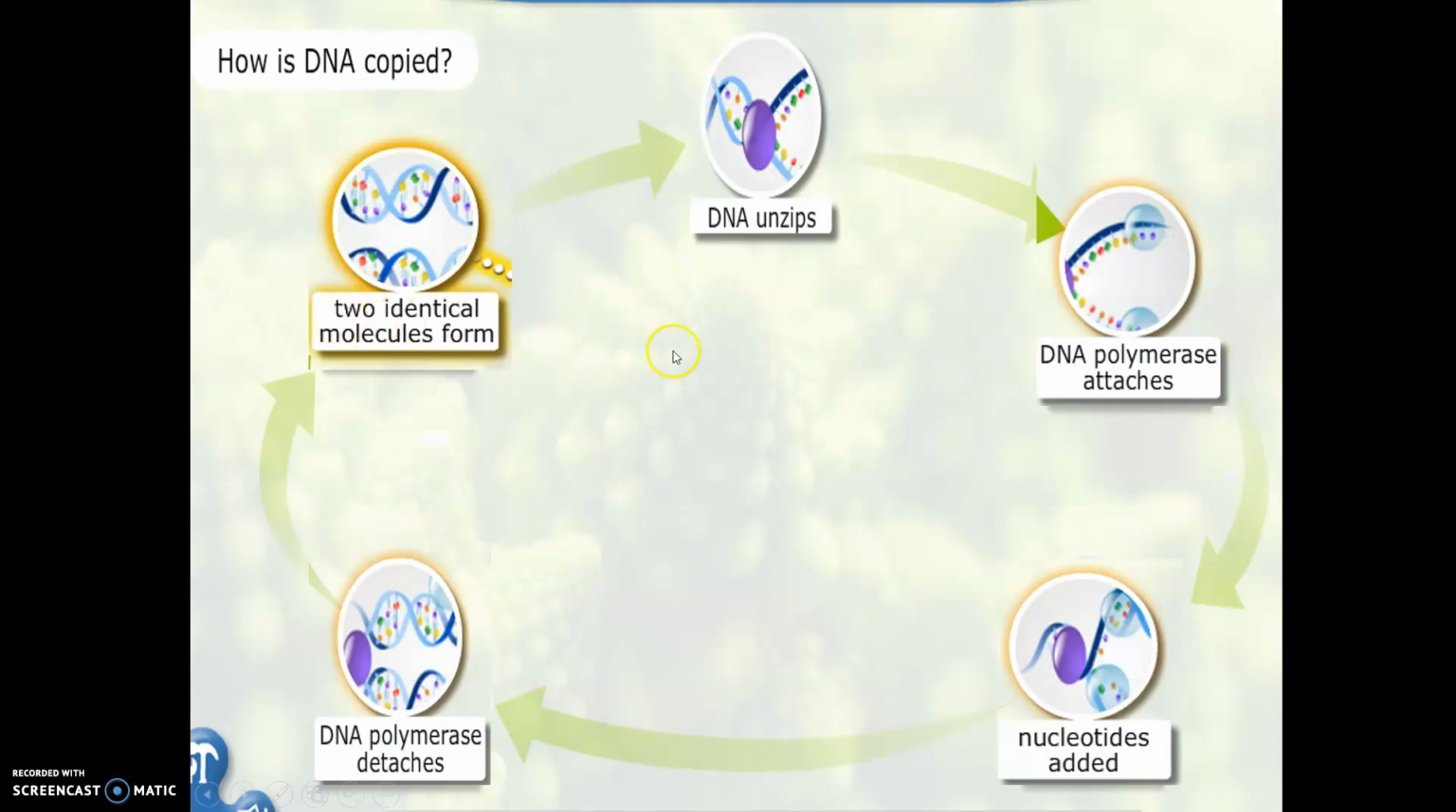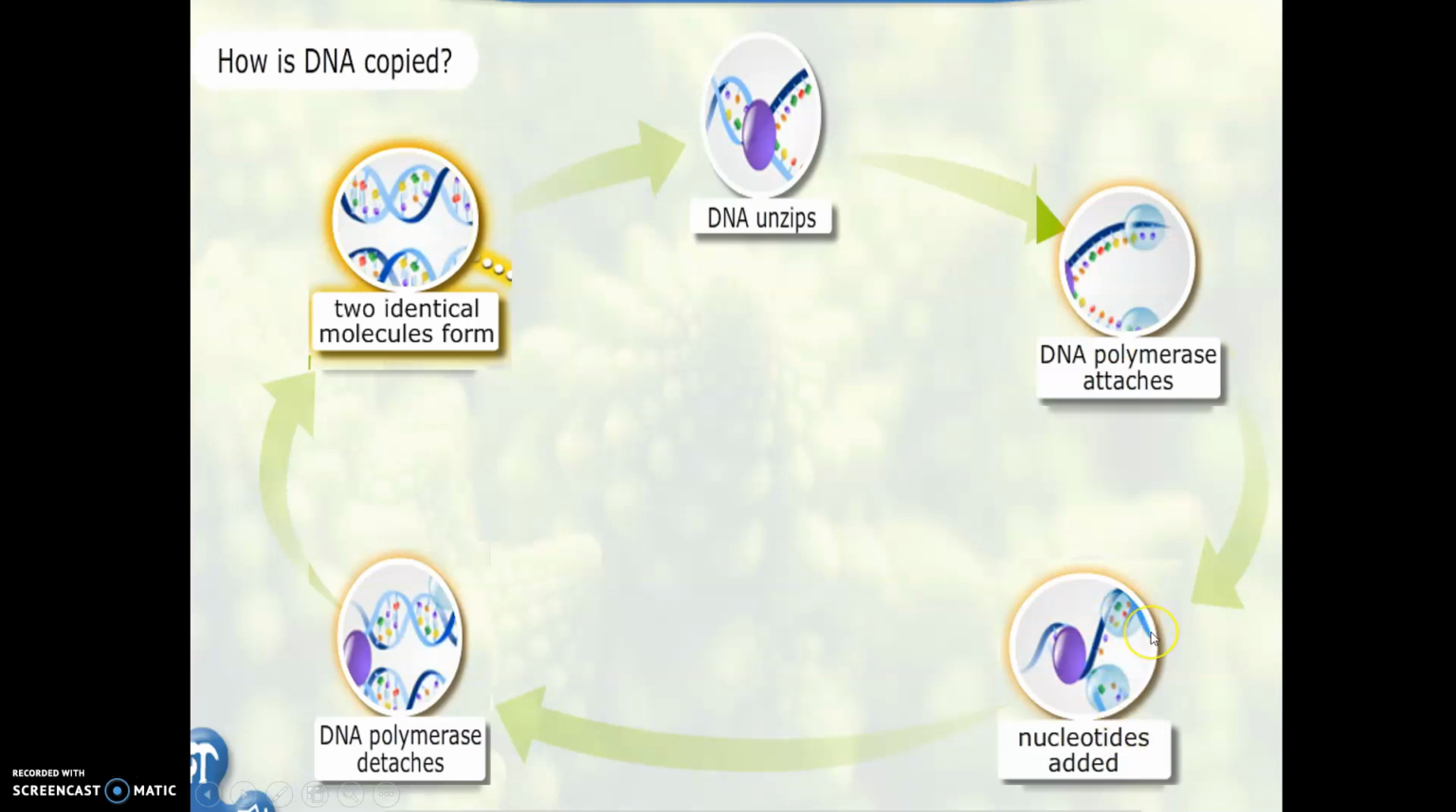So how is DNA copied? First of all, you have DNA becoming unzipped. Think of this like a zipper. There is an enzyme that attaches that does the unzipping. And then DNA polymerase attaches. This is another enzyme that attaches to each side of the unzipped molecule, and then it starts adding down the complementary nucleotides. So if purple is an A and yellow is a T, you're going to get a yellow on every purple, and a purple on every yellow here.